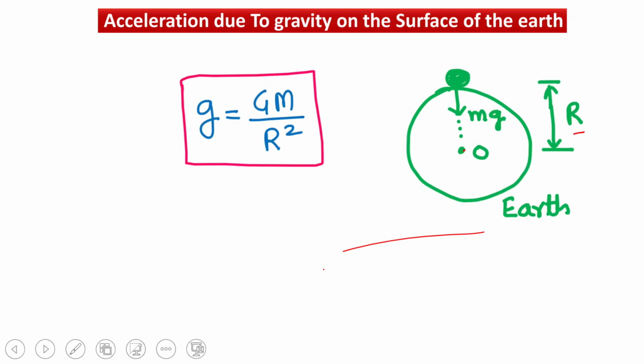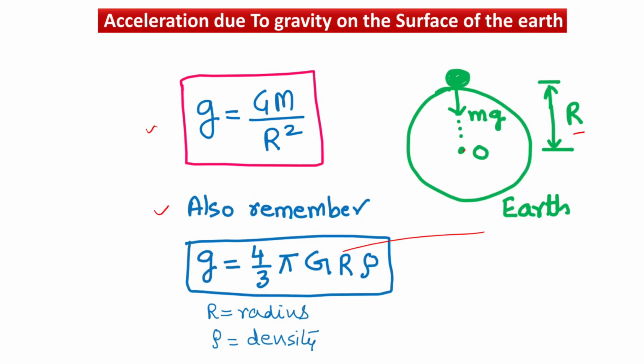Suppose then what we can say is small g is equal to GM upon R square, as we have already seen. Also, we have to remember that small g is equal to 4 by 3 pi G R rho, where R is the radius and rho is the density.